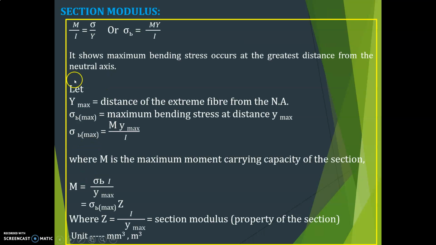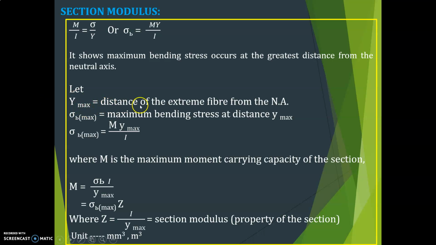Okay, and here we'll see what is section modulus. We know this relationship, M divided by I is equal to sigma divided by y, is equal to E divided by R. We'll consider only these first terms. M divided by I is equal to sigma divided by y, or how you can write sigma B or bending stress. You can write either sigma or sigma B, no problem. So that is equal to M into y divided by I. It shows maximum bending stress occurs at the greatest distance from the neutral axis. Always maximum bending stress occurs at the greater distance, means at the extreme fiber.